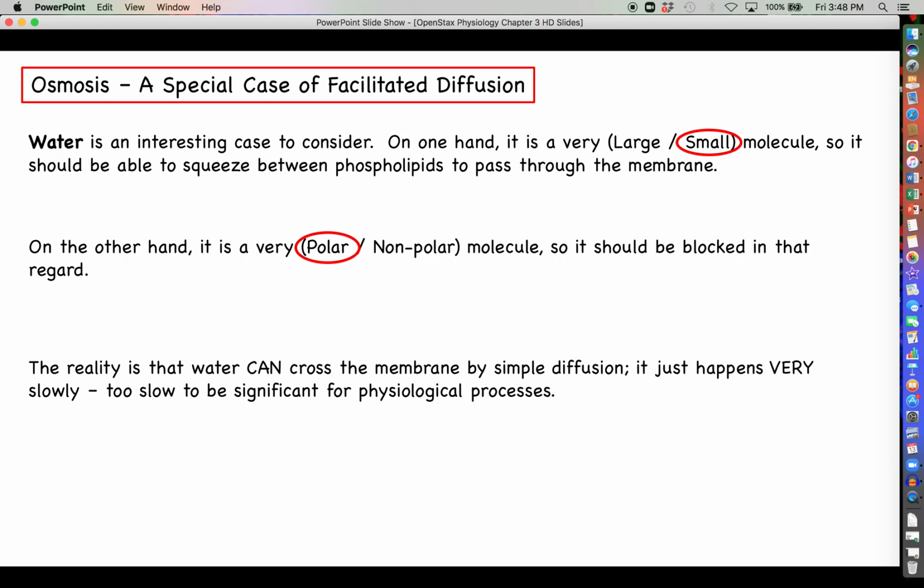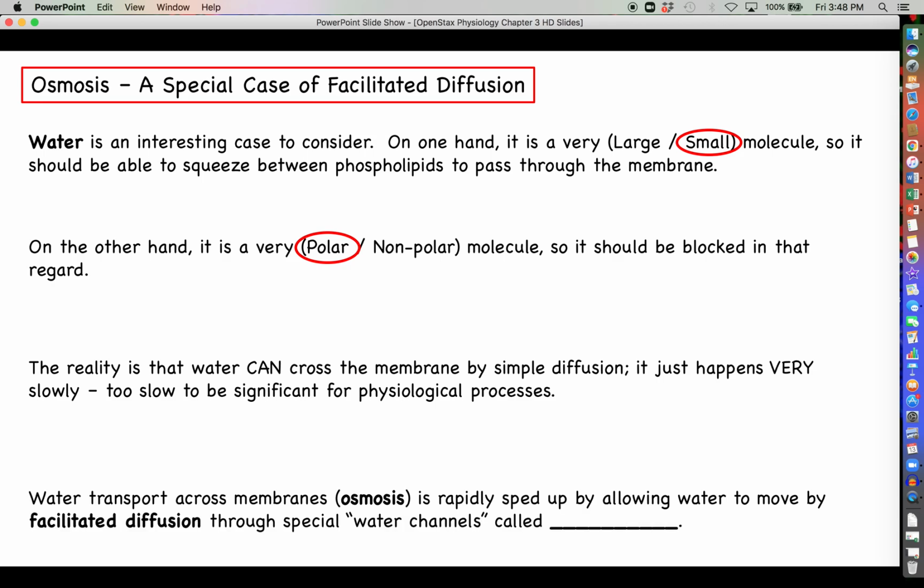So we can't just count on osmosis, the movement of water across the membrane, to occur by simple diffusion. It's going to be too slow to really play a role in physiological processes. That's why osmosis needs to be sped up, and the way we speed up osmosis is by getting it to occur by facilitated diffusion.